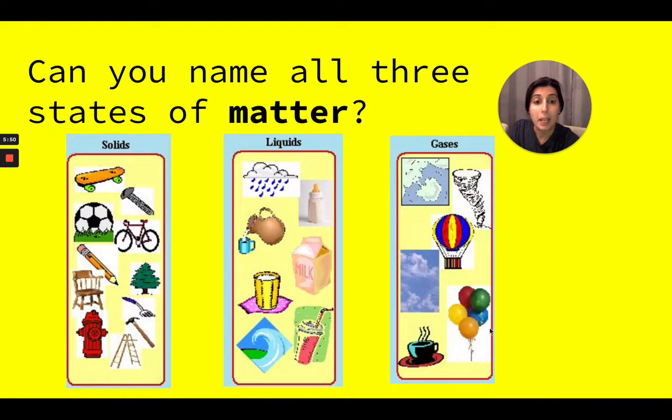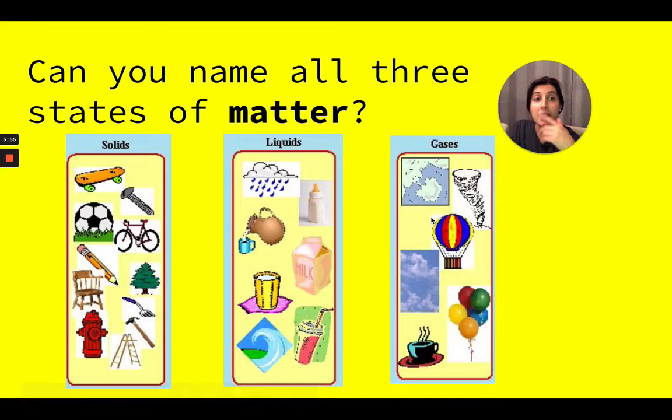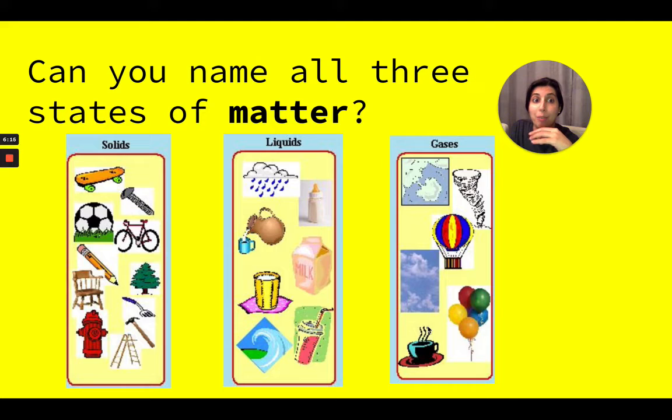Gases are things like helium that fills up balloons, the air that we breathe. Take a deep breath in and let it out. You are breathing gases. You're breathing in and out gases. Steam or water vapor is also a type of gas. You see this hot tea here? You see the steam rising off of it? That is water turning into gas.